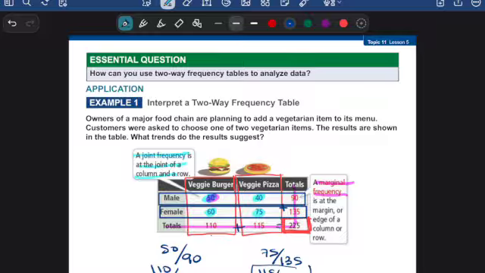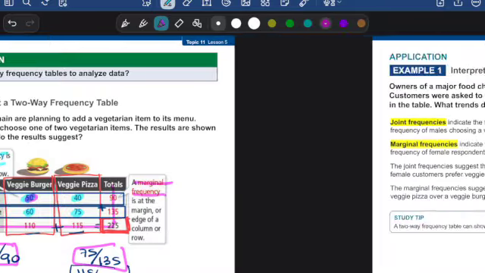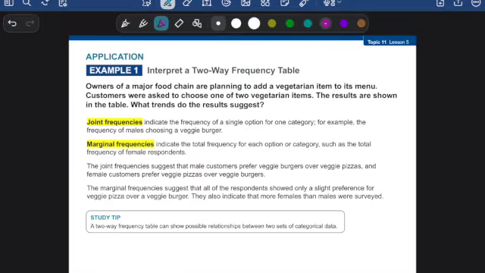It's not much different though. 110 is not much different than 115. So we would probably want to look at percentages of just the males and percentages of just the females. We would want to focus on these frequencies here to make a determination. So the joint frequencies suggest that the male customers, out of all of the males, prefer veggie burgers. And the female customers, out of all the females, preferred veggie pizzas over the veggie burgers.